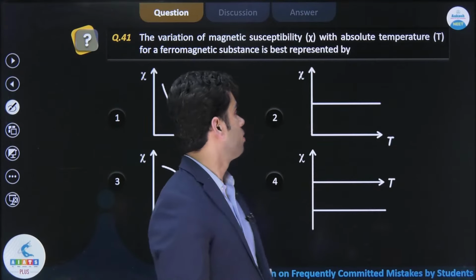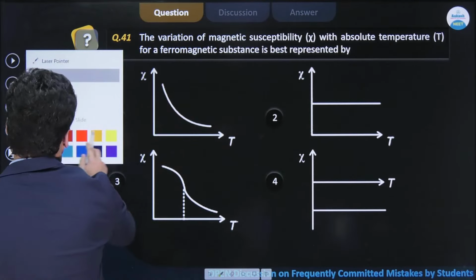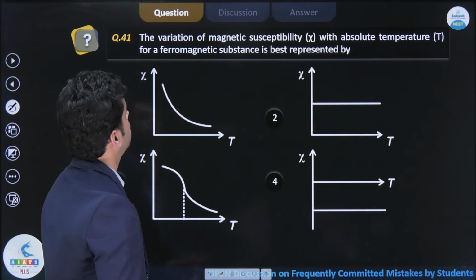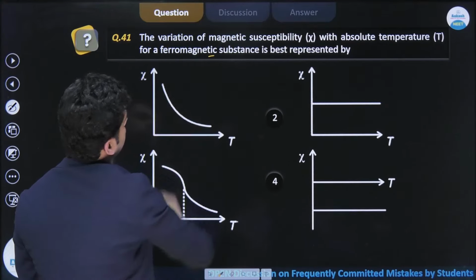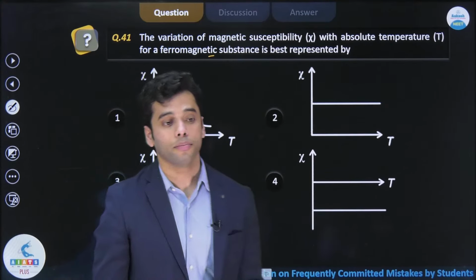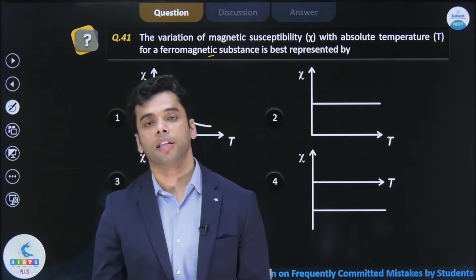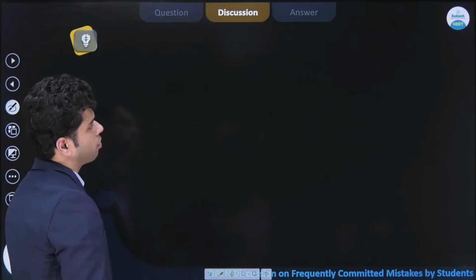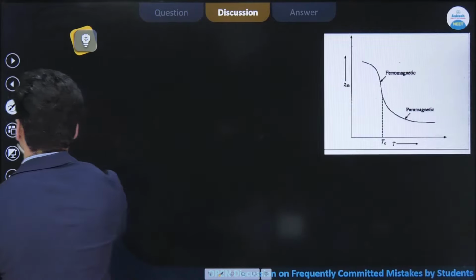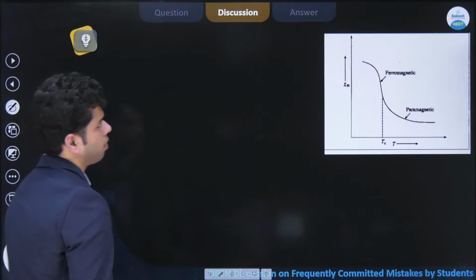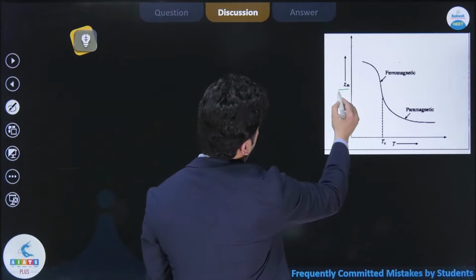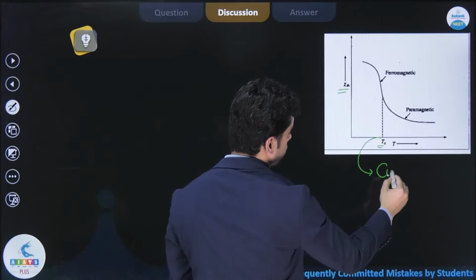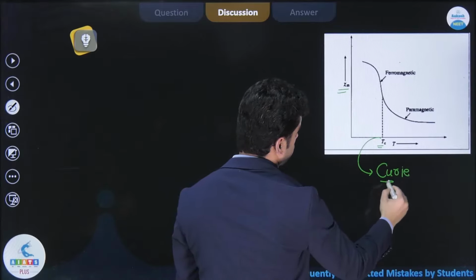लेट्स मूव फॉरवर्ड. वी हैव अ नेक्स्ट क्वेश्चन इन फ्रंट ऑफ अस. The variation of magnetic susceptibility zeta with absolute temperature T for a ferromagnetic substance is best represented by. सो आपको ससेप्टिबिलिटी का वेरिएशन बताना है फेरोमैग्नेटिक सब्सटेंस पे. ओके, सो देखते हैं बेटा क्या वेरिएशन रहता है. वेरिएशन कुछ ऐसा रहता है. दिस इज ससेप्टिबिलिटी और ये आपका टेम्परेचर है. टीसी क्या है बेटा, क्यूरी टेम्परेचर है.